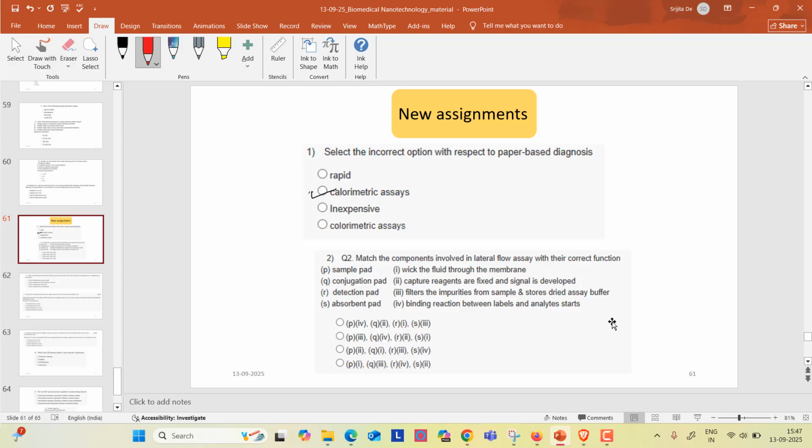So you have seen in the lateral flow assay that first the sample is given, then it moves forward to the conjugation pad where it binds with the antibodies. Then the third one is the detection pad. It captures reagents that are fixed, and the signal is developed. So it is the reaction pad, in the test line and in the control line it binds with the antigens and antibodies, signaling a color change. And the last one is the absorbent pad, which draws the fluid through the membrane. So the right option is 2.